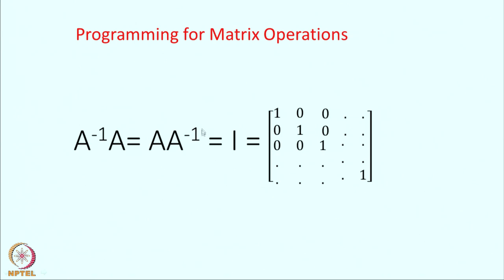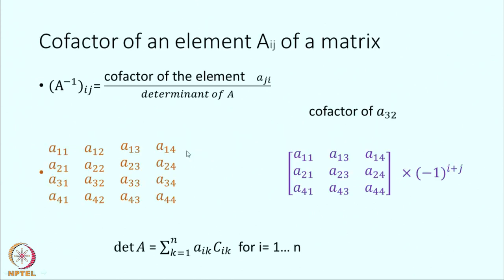So, what is my next task? My next task is to define the elements of this A inverse, the inverse of matrix A. So, this is the formal definition of the inverse of this matrix. The ijth element of the inverse is given by the cofactor of element Aji divided by the determinant of A. So, to determine the ijth element, I need to determine the cofactor of that element.